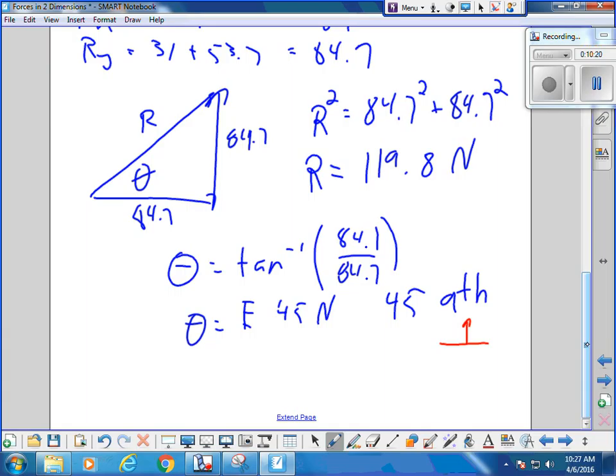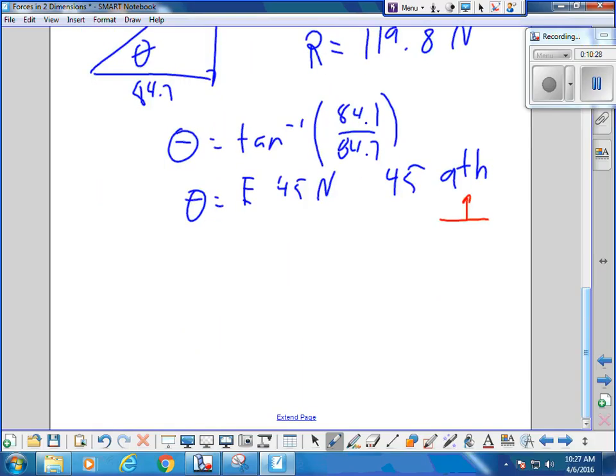I'm used to ATH. Okay, so now this is actually the resultant though, right? So what is the equilibrant? E would be, what's the number? 119.8, and it would actually be below the horizontal. For the purists out there, I'll write DTH.